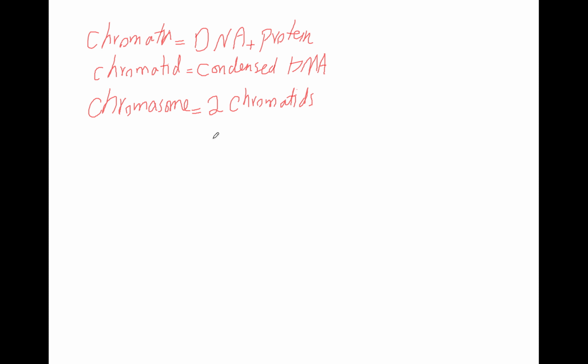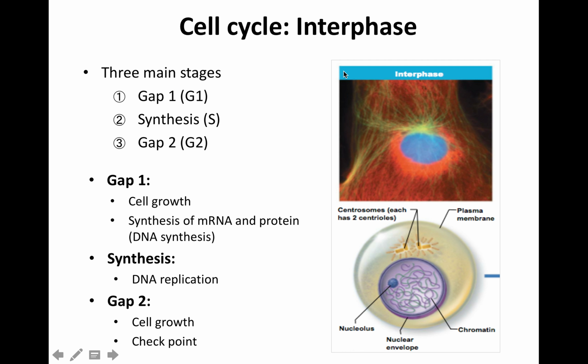Now, when we look at a cell that is not undergoing cell division, not planning to undergo cell division, genetic information is found in the form of chromatin. If DNA starts to condense and it is required to undergo the process of cell division, DNA condenses to form a structure called a chromosome, which is basically two sister chromatids. So let's walk through this and hopefully this makes sense as we go through it.